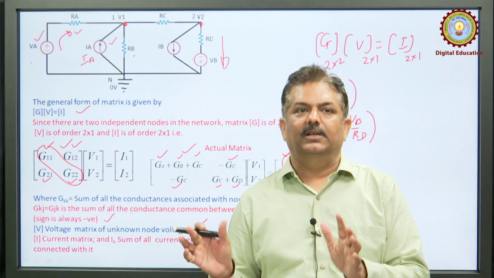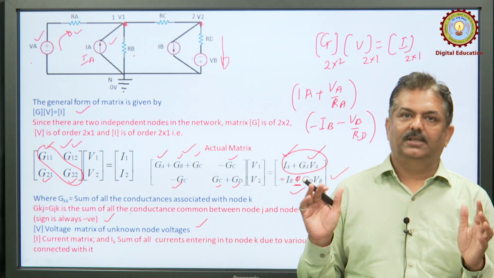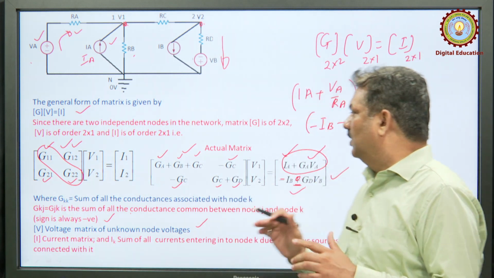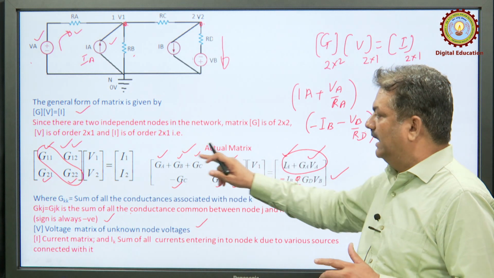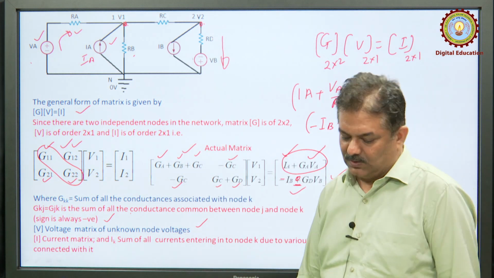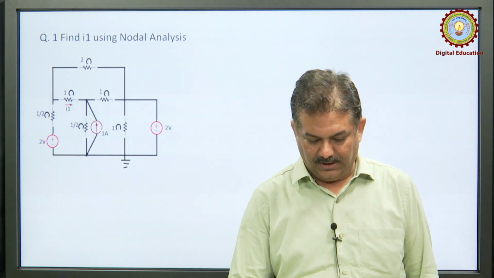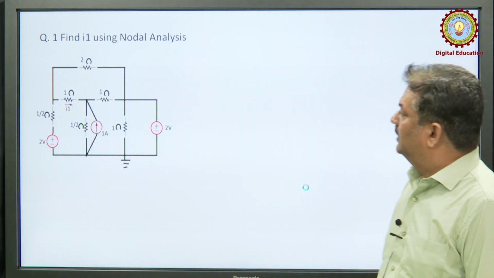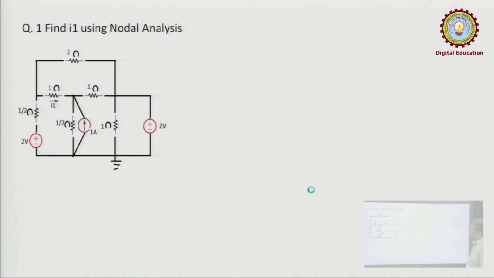After getting the equation, we will form the matrix. After getting the matrix, solve by Cramer's rule to get the independent node voltages, and after getting these, we can find out the current in each and every branch. So, let us solve one question based on nodal analysis.